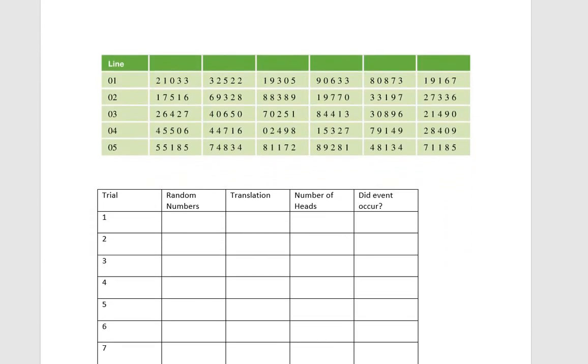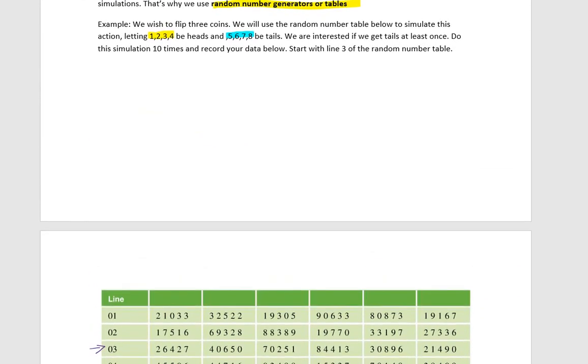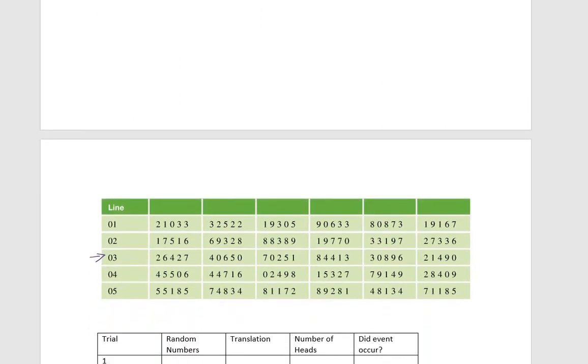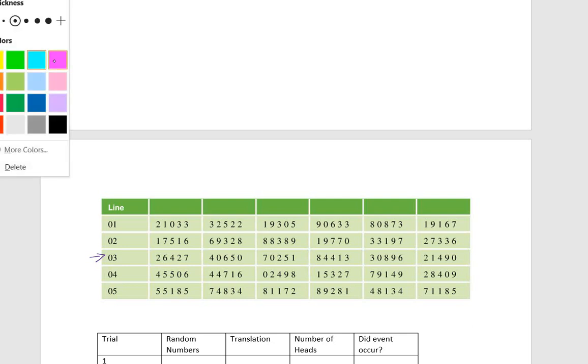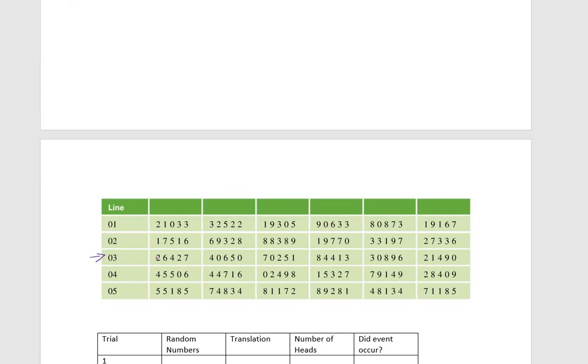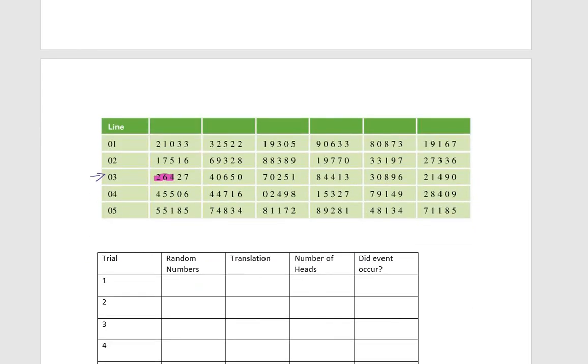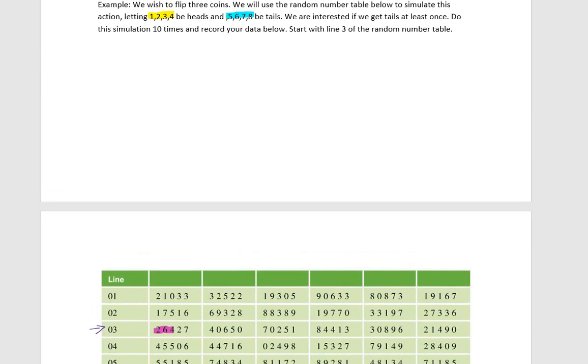So here we're going to start at line 3 of the random number table, and 1 through 4 are heads and 5 through 8 are tails. So here we are going to start looking, and I'm going to do this in a slightly different color just so it's a little bit easier for me to see. So let's see, we have 2, 6, and 4. Okay, so when I record those, I'm going to have the numbers 2, 6, and 4. So remember that numbers 1 through 4 are going to be heads, and the numbers 5 through 8 are going to be tails.